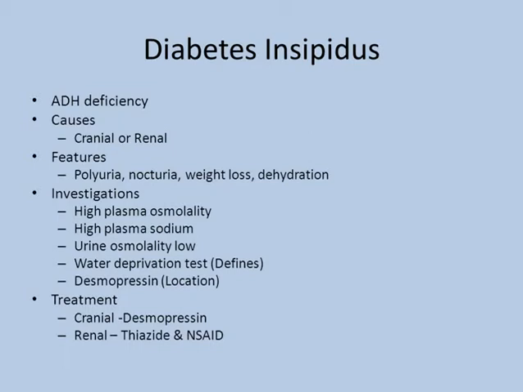Once you know somebody's got a positive water deprivation test, the next thing to do is to find out where the cause is. You do this by giving desmopressin. If the urine now concentrates after giving desmopressin, then you have a cranial cause. If the urine fails to concentrate, then you have a nephrogenic cause. You can also do an MRI to look for any possible tumours.